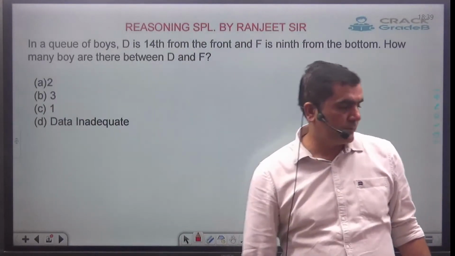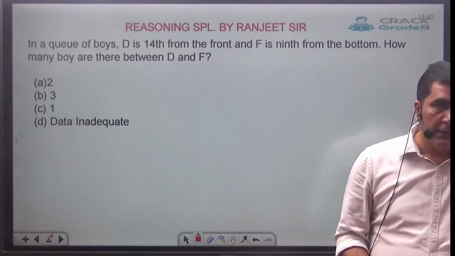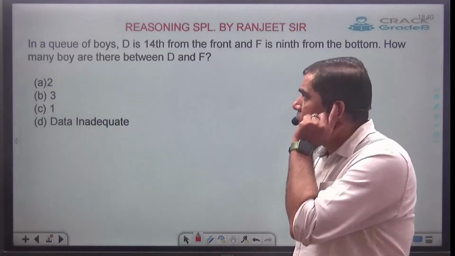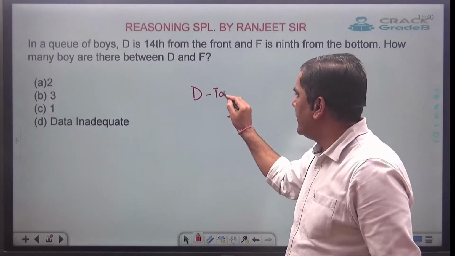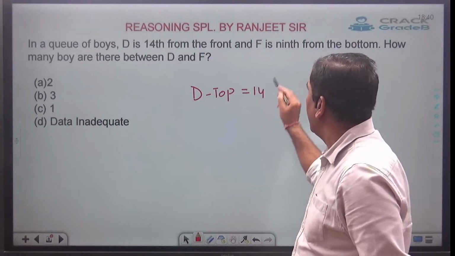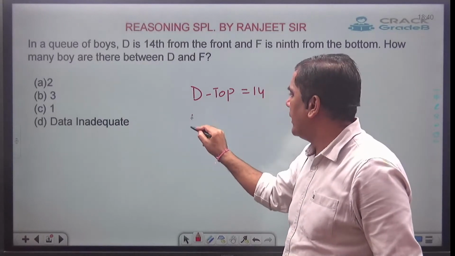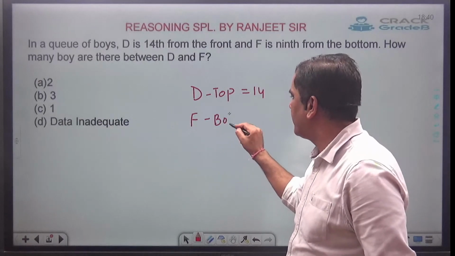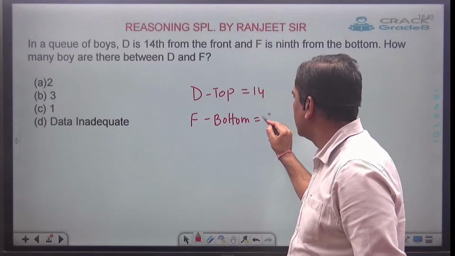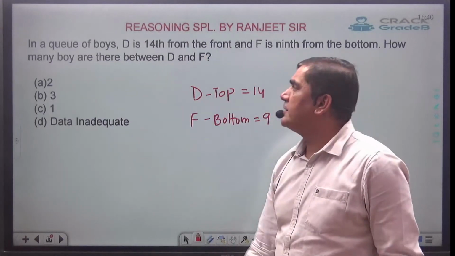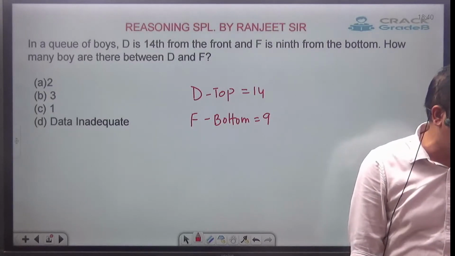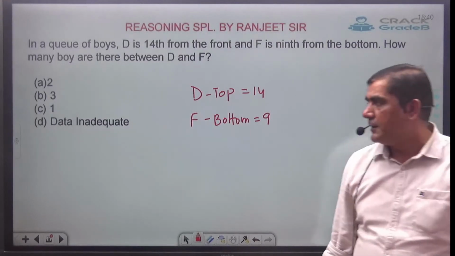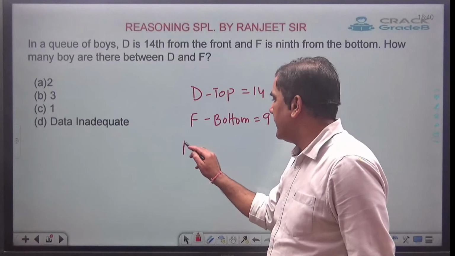Just see. See, here they have given: in a queue of boys, D is 14th from front. Front means, let's say, top. D is 14th from top. And F is 9th from bottom. So F is given to be 9th from bottom. Now the question is, how many boys are there between D and F? Now you need to find between D and F. How many boys should be there?